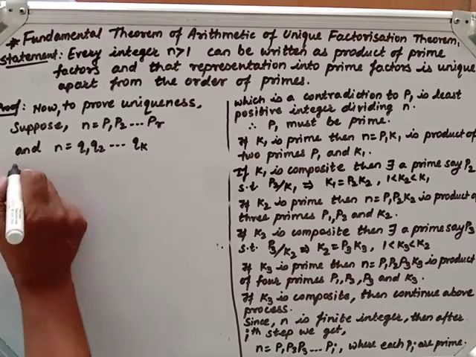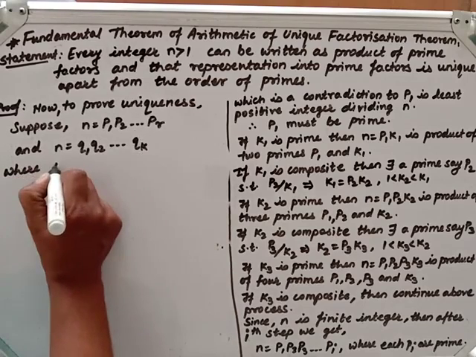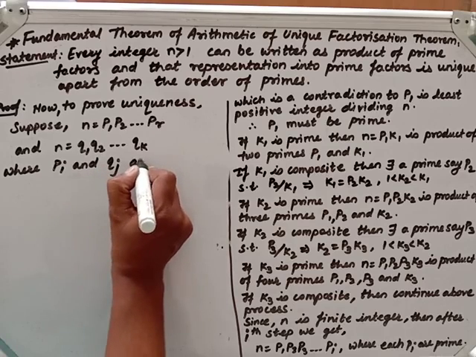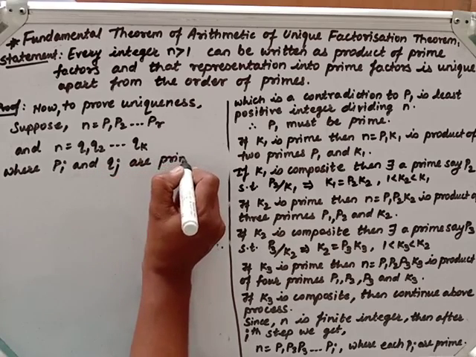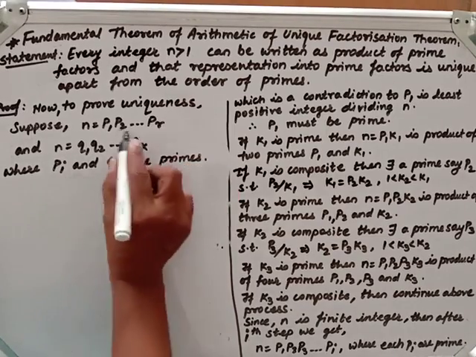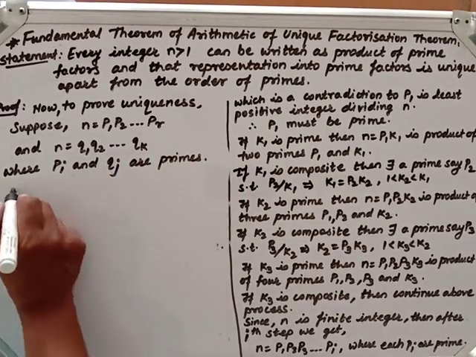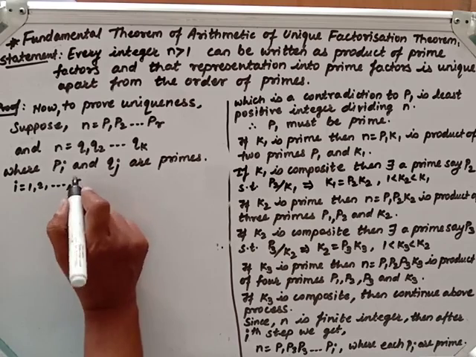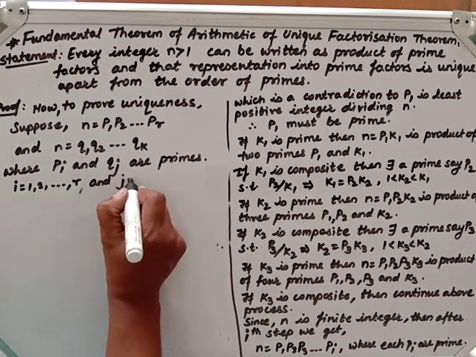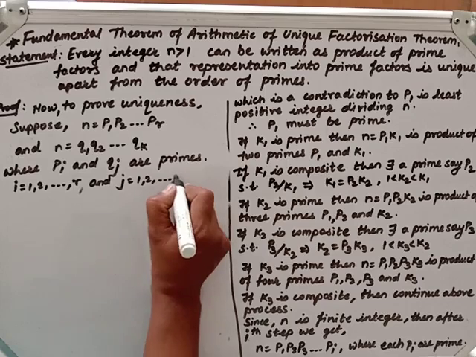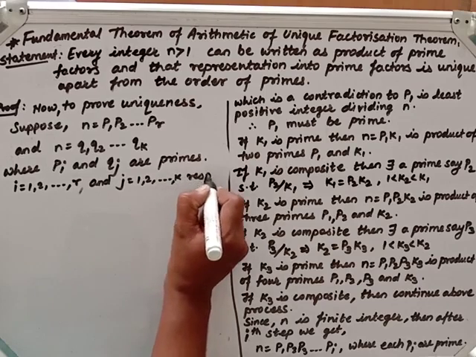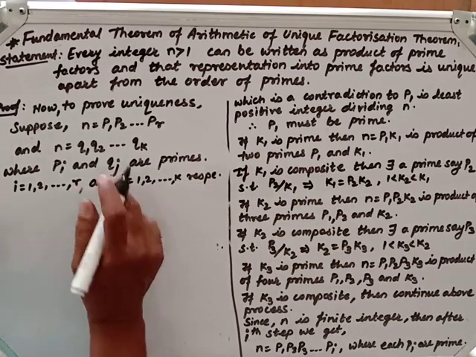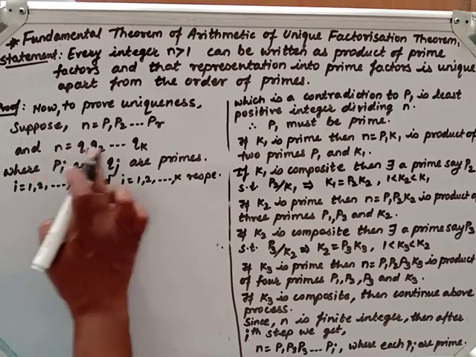Where pi and qj are primes. i goes from 1 to r and j goes from 1 to k respectively. Fine. Now as here n equals this one and here also n equals this one, so their left hand sides are the same.